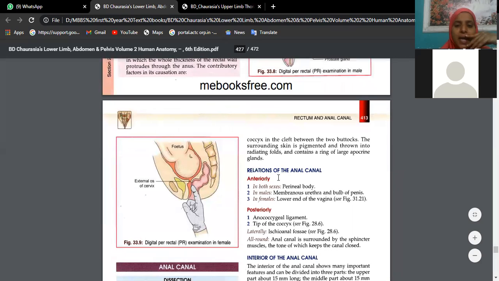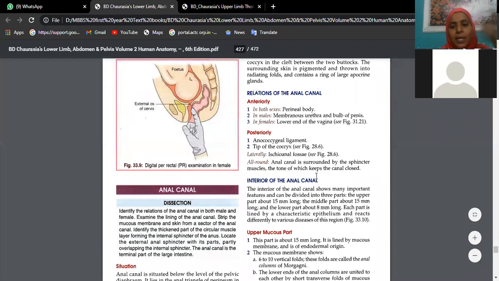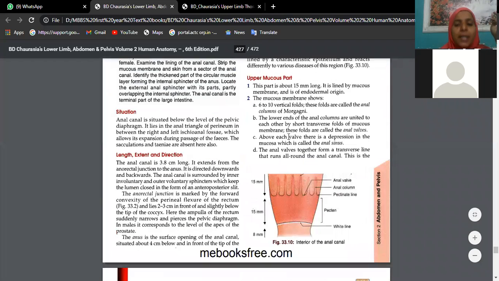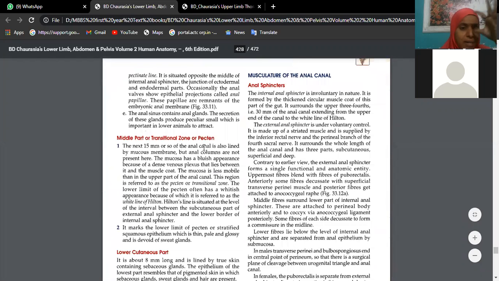The relations I have told you very well with the help of these pictures. Just read and take the help of diagrams, then you will easily understand the relations. The interior you will be able to write by looking at this picture. So the middle part is the transition zone.